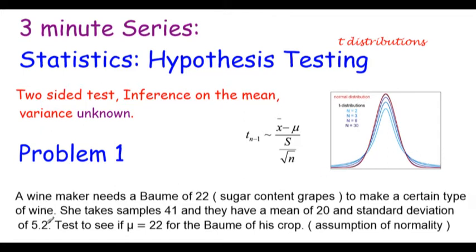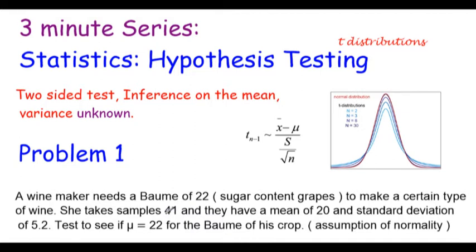So you can see here they look very similar, the actual distributions. So the first problem. A winemaker needs a Baume of 22. This is a similar problem to one before, where we actually had the population standard deviation, estimated from historical data at 4.2. But from the sample, the sample mean is 20 and the standard deviation is 5.2. The winemaker actually samples 41 samples.